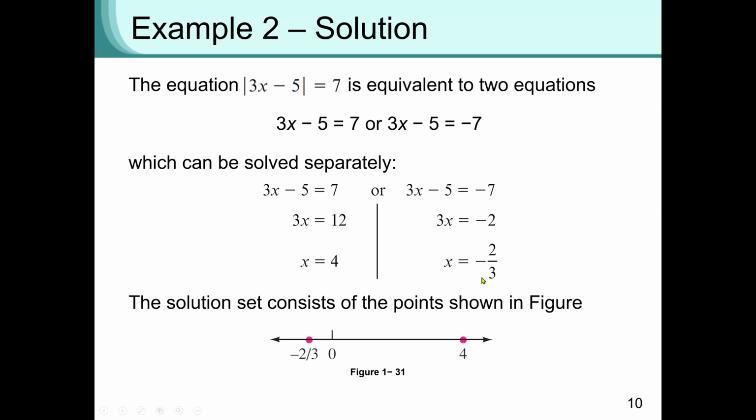Now by looking here, the lowest value is negative 2/3 and the highest value is 4. So we say the solution set consists of the points shown in the figure, negative 2/3 and 4. Remember, this is not an inequality, this is an equality. It's just that we are solving an equation, a simple equation with an absolute value expression.